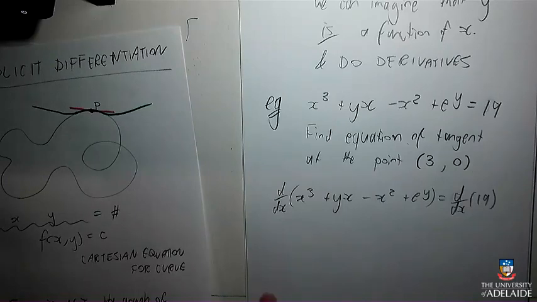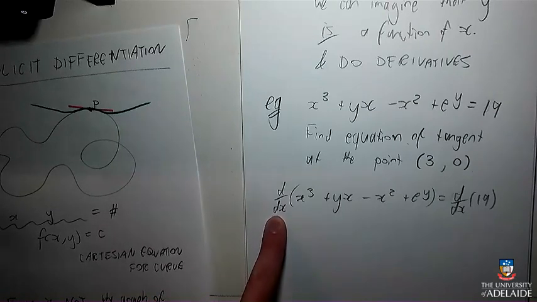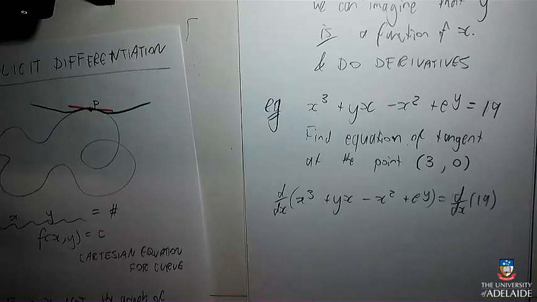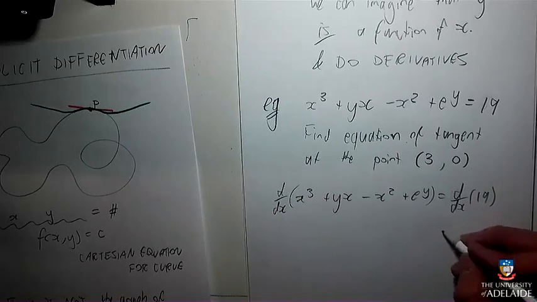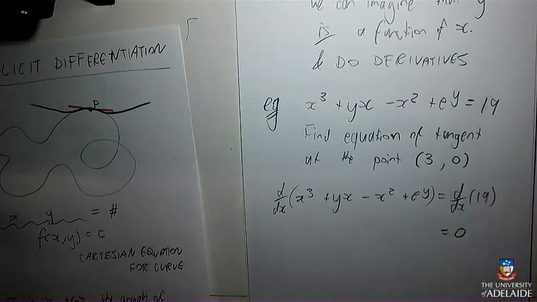Now remember that d on dx, when you pronounce it aloud, means the derivative of, so it can't stand on its own. So the derivative of this thing must be the derivative of this thing. This one we can do. The derivative of a constant is zero. It doesn't change when x changes.